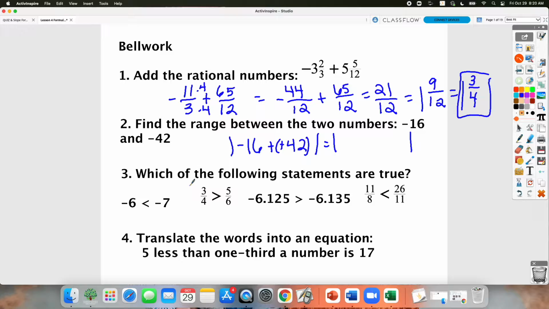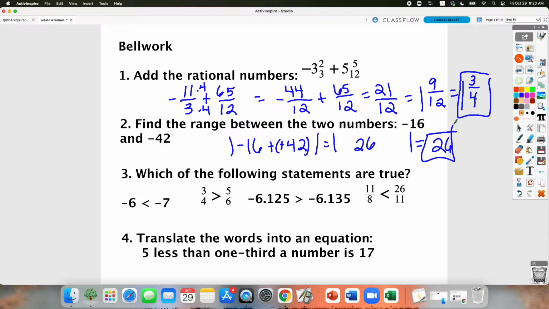22. Let's check that again. 26. Yeah, 26. I probably just heard you wrong. So I have positive 26, and then the absolute value of that would still be what? 26. So the range between those two numbers would be 26. There's 26 numbers in between negative 16 and negative 42.